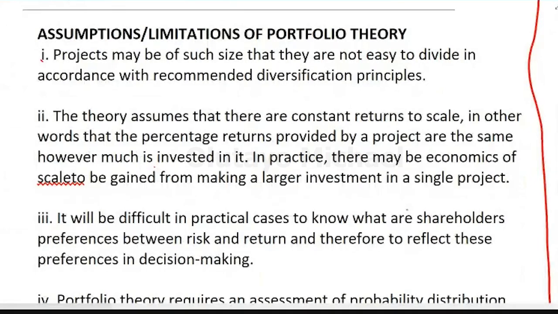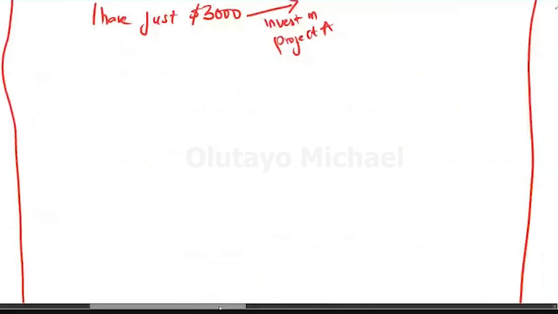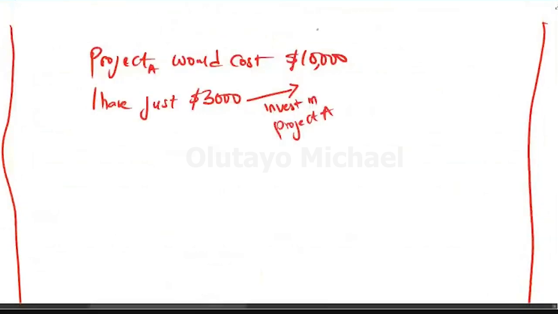Number 2, the theory assumes that there are constant returns to scale. In other words, the percentage returns provided by a project are the same, however much is invested in it. In practice, there may be economies of scale to gain from making a larger investment in single projects, and there may also be decreasing returns to scale. For example, this is the cost for project A, and let us assume the profit on project A would be $5,000 by the time we invest the full amount in it.